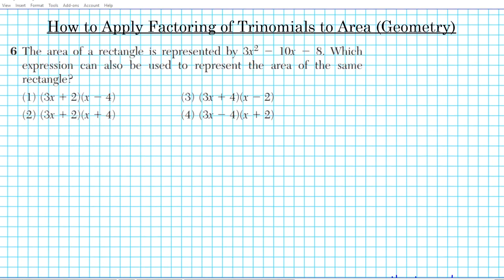All right, let's take a look at question number 6. In question 6, we're going to be looking at how to apply the factoring of trinomials technique to an area problem. Question 6 reads, the area of a rectangle is represented by the quadratic expression 3x squared minus 10x minus 8. Question, which expression can also be used to represent the area of the same rectangle?